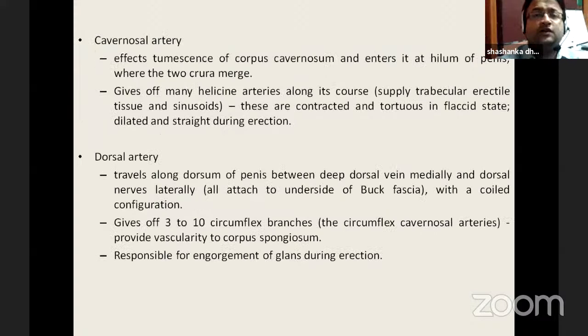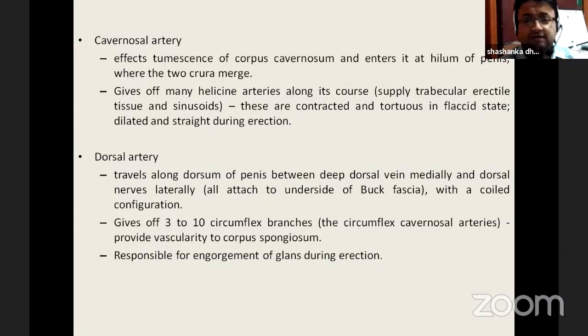The cavernosal artery affects tumescence of the corpus cavernosum and enters at the hilum of the penis where the two crura merge. It gives off many helicine arteries, which run perpendicular and supply the trabecular erectile tissue and sinusoids. They are contracted and tortuous in the flaccid state and dilated and straight in the erection phase.